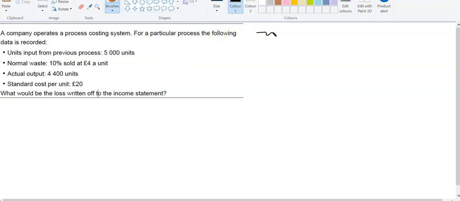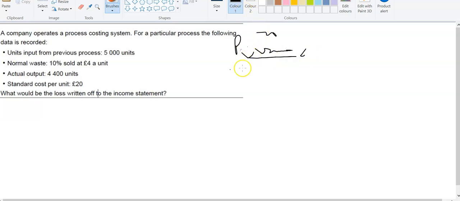This is a really important question, and you need to do more and more of them. And we did this. This is process costing, and I think I know where you've gone wrong, but I'm just going to walk through the question again.